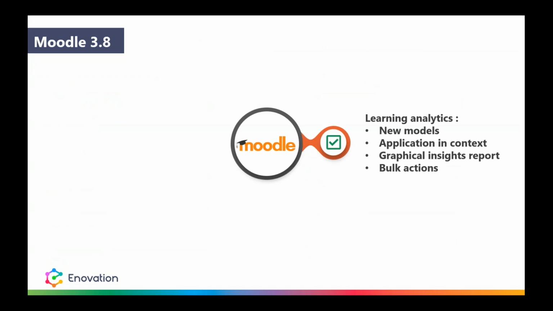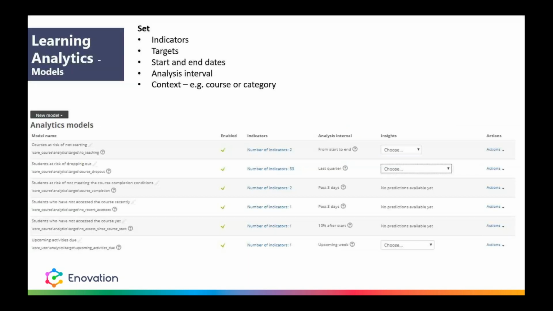Learning analytics, as mentioned previously, was introduced in 3.7. In 3.8, 2 new models were added, so let's have a look at those. So basically, in general, learning analytics is just a way for you to set the criteria, set the targets, set the indicators that you are going to be testing by, and then choosing the context, choosing the interval of time, and getting the information that you are interested in.